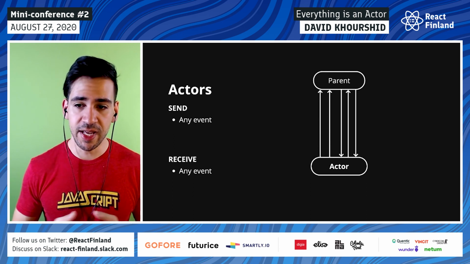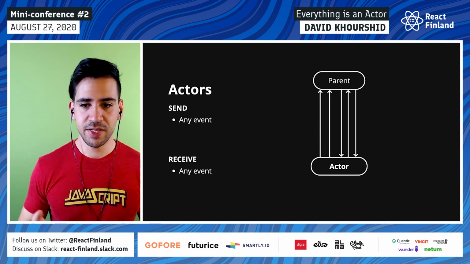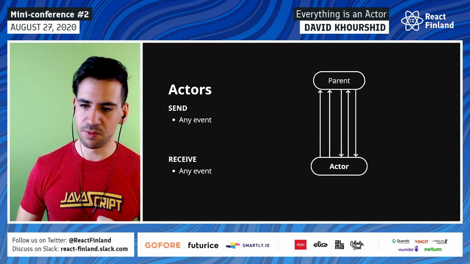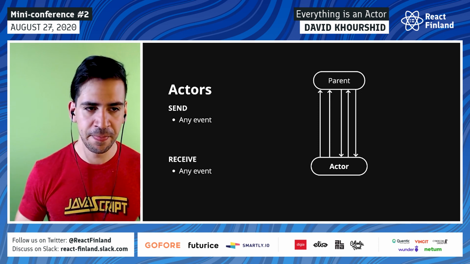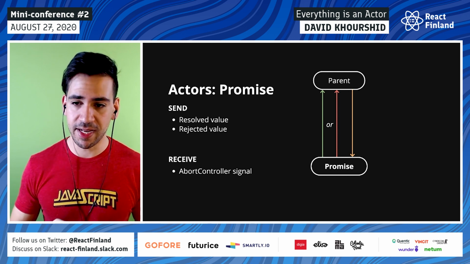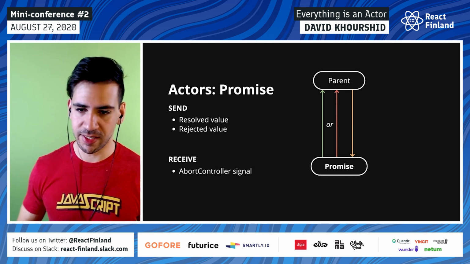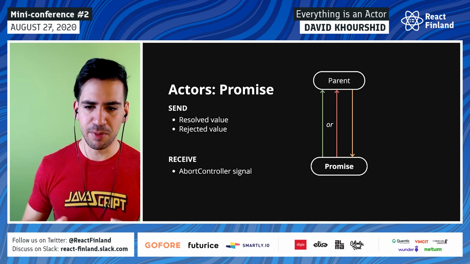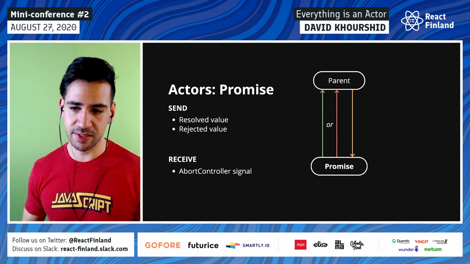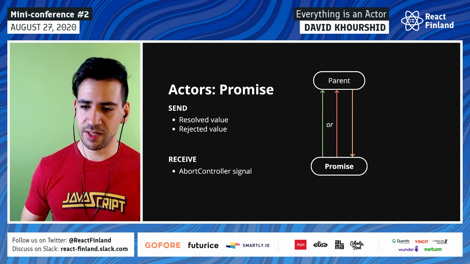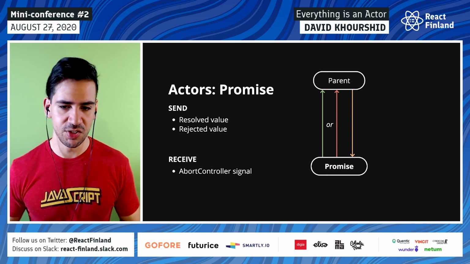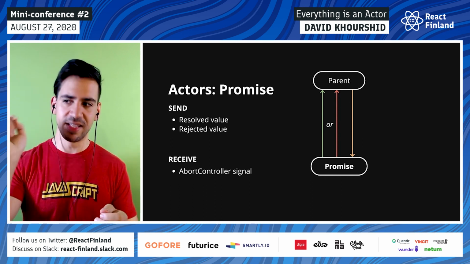So in general, an actor can send and receive pretty much any kind of event. So how can we consider other constructs like promises and observables to be actors themselves? A promise can be considered an actor that can only ever send back at most one message, a resolved or rejected value. At first I didn't think that promises can receive anything, but in the browser you can send an abort controller abort signal to a promise to abort it. That's about the only thing that a promise can receive. There's no other type of communication that you could have with promises. You can't send anything in flight.